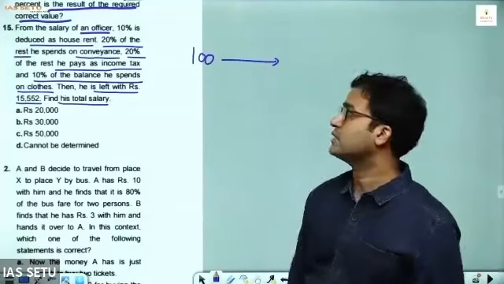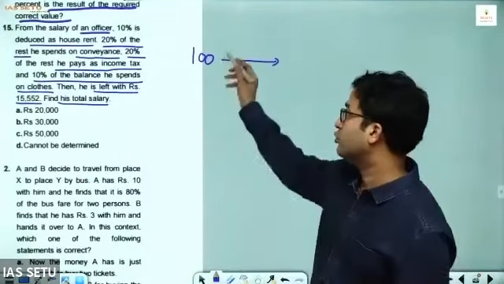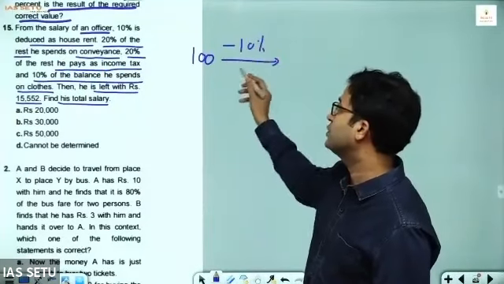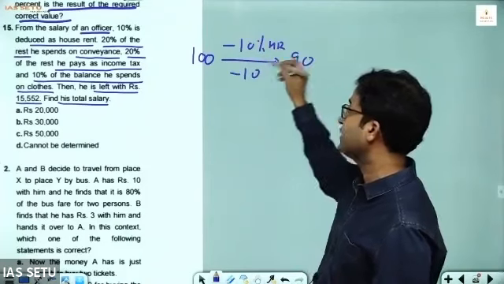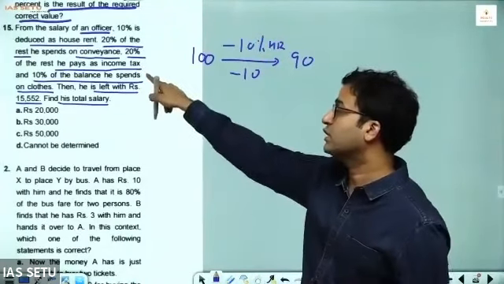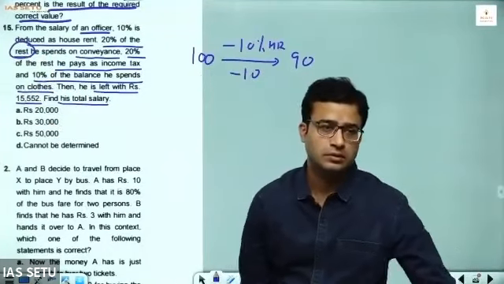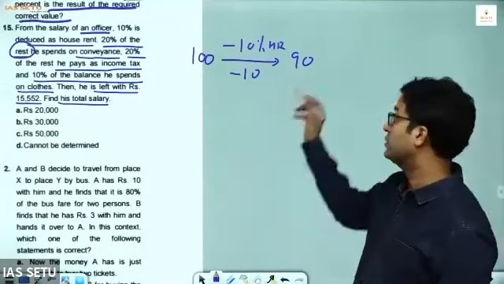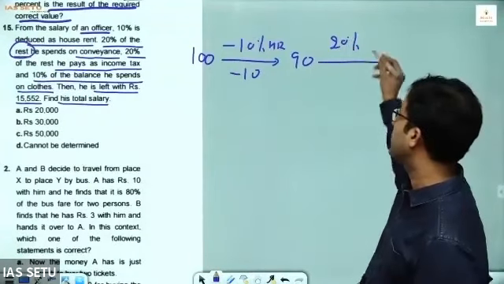We will go step by step. Step number 1, 10% is deducted as house rent. So from 100, 10% is deducted as house rent. So 10 gaye, bacha 90. Because in the question it is clearly mentioned 20% of the rest. So here this is 20% of 90 he spent on conveyance.